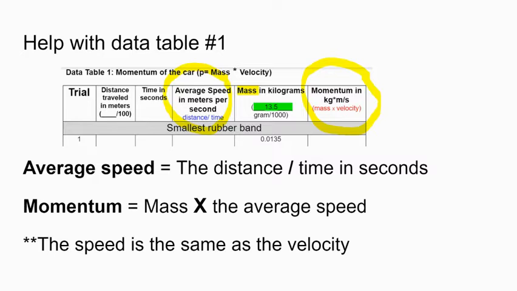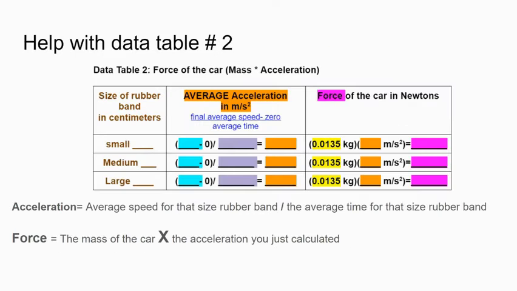All you do for the momentum is multiply your mass by your speed. So this is why if you look at speed here and velocity here, they get to be used interchangeably, because your car should have gone nice and straight. If you need help with the second data table, I've given it to you here, okay? I've told you how you can do your acceleration and then how you can do your force. So if I were you, I would leave this tab up.